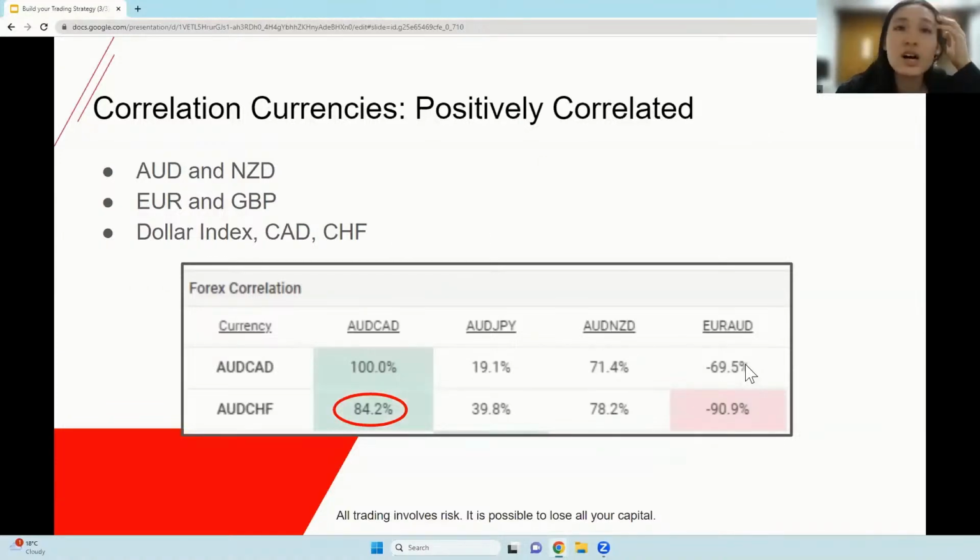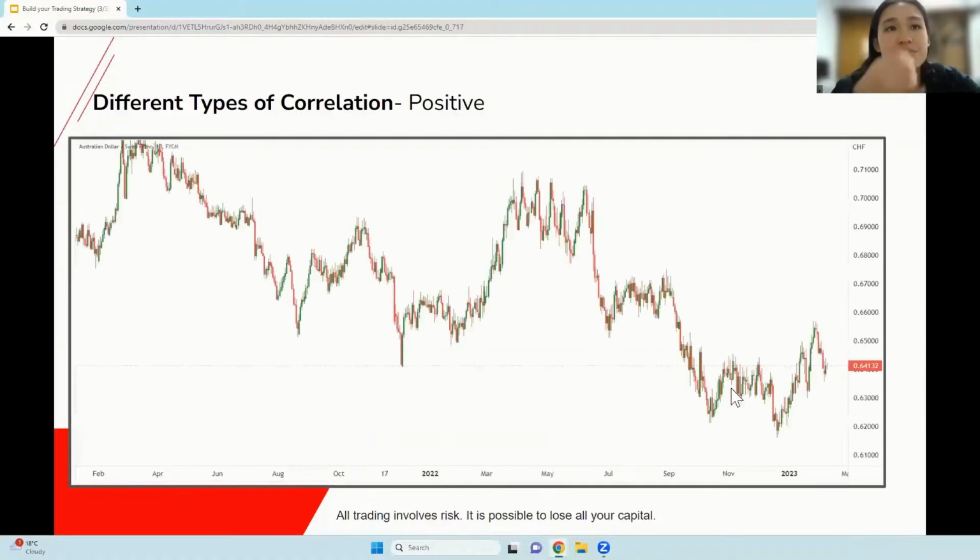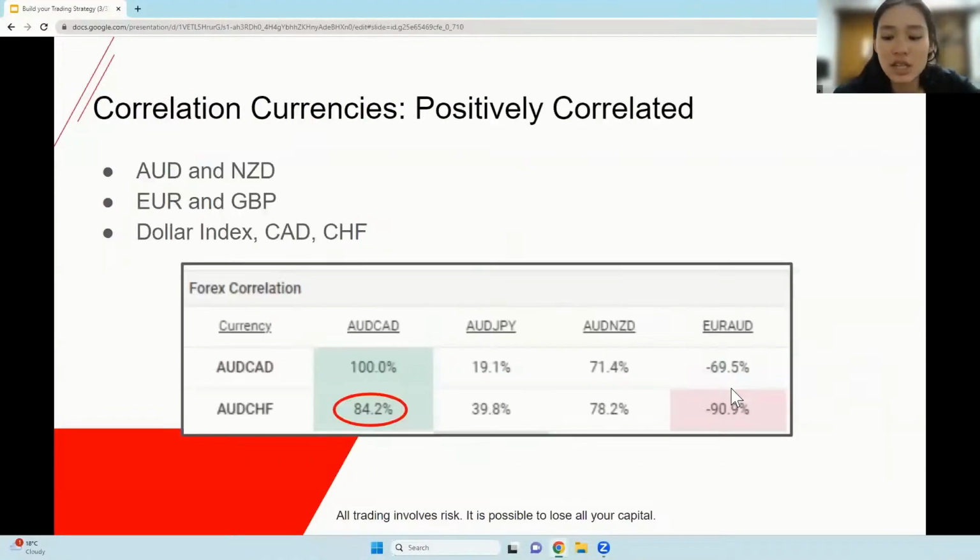So here are a couple of currencies that are positively correlated. Firstly we have the AUD and the Kiwi dollar, the euro and the pound, dollar index, CAD, and Swiss franc. Okay, so firstly we're going to look at the Australian dollar as well as the Swiss franc in this example, that is 84.2% positively correlated.